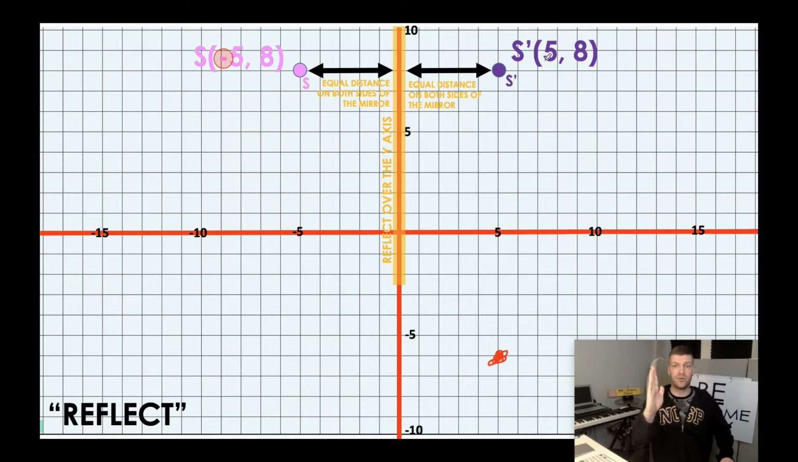You find your mirror point, you count. How many units? 1, 2, 3, 4, 5. 5 units to the mirror point. So then from the mirror point, 1, 2, 3, 4, 5. 5 units to the mirror, and then 5 units away from the mirror. That's your image, your S prime. Does that make sense?